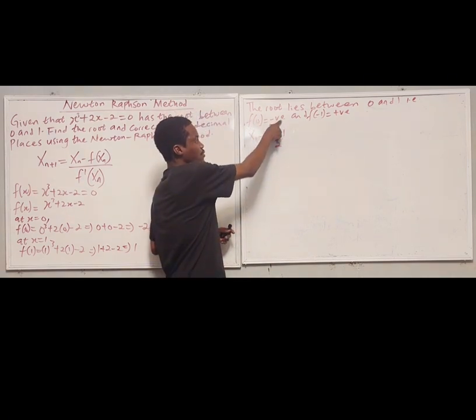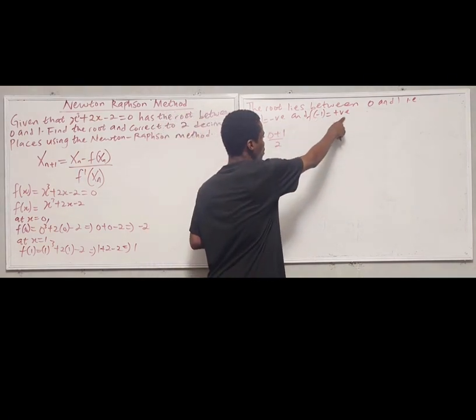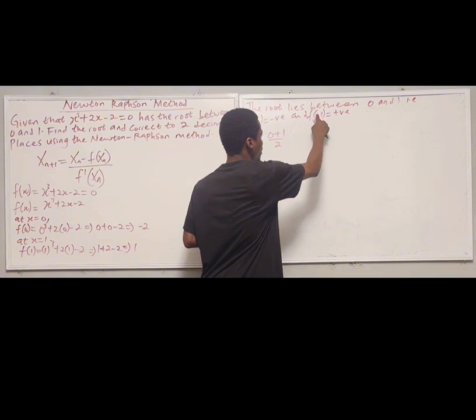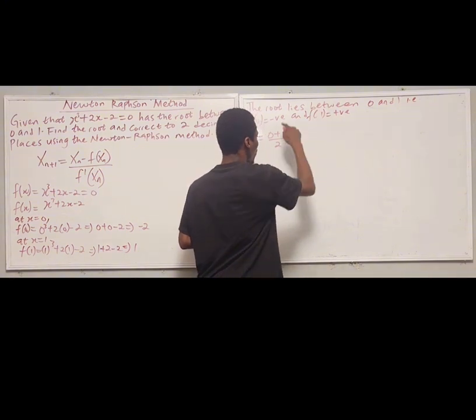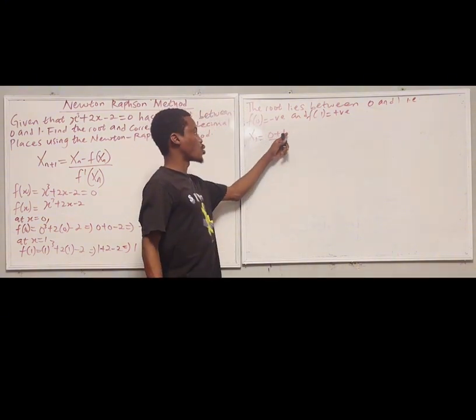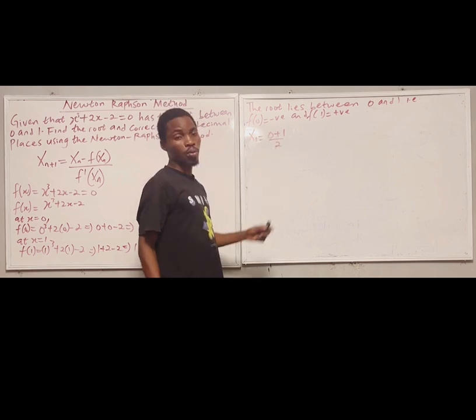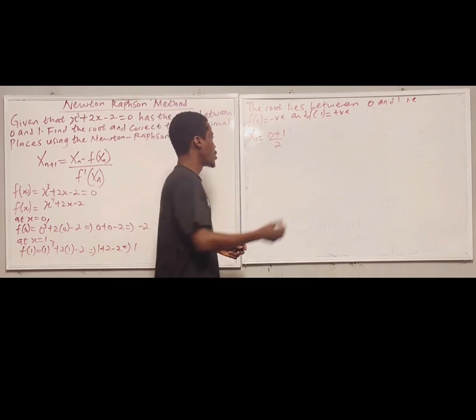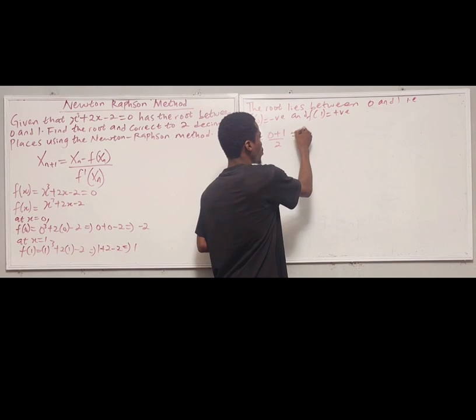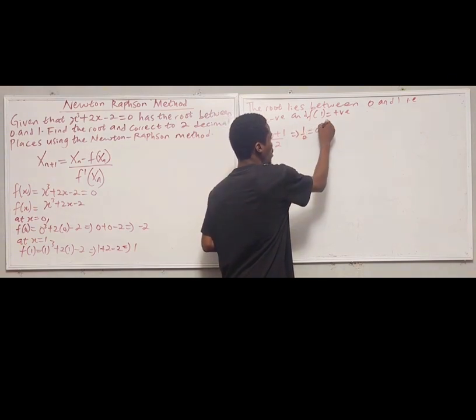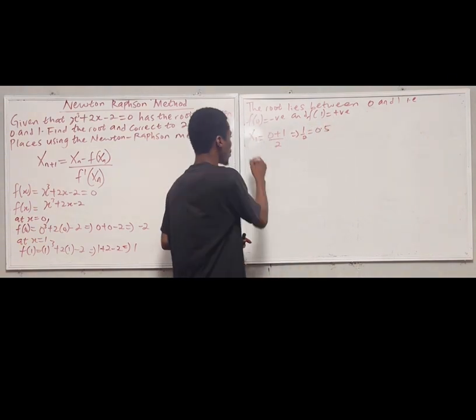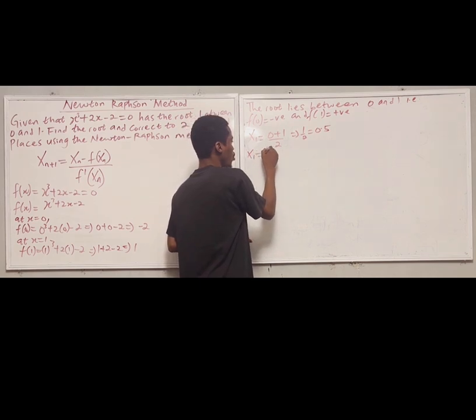What gives me negative here is 0, and what gives me positive here is f of 1, that is 1. So I take the average of the two numbers: 0 plus 1 all over 2. That is the midpoint. 1 over 2 is equal to 0.5. So my x1 is 0.5.